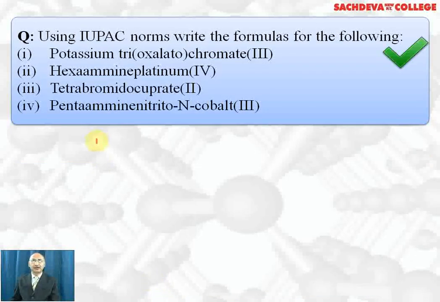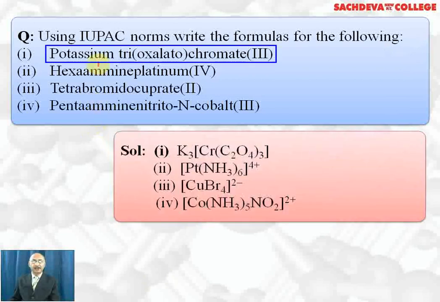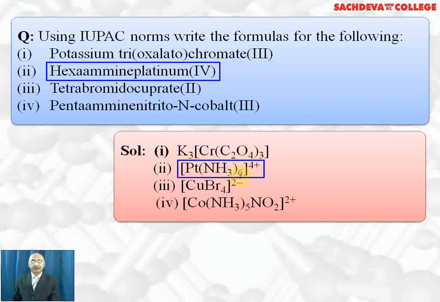Using IUPAC norms, write the formula of the following compounds. First one, potassium trioxalatochromate(III). This is trioxalatochromate(III). 3 means 3 negative charge, which is neutralized by 3 potassium ions. Hexaammineplatinum(IV) chloride: the coordination number is 6, and the oxidation state is +4, so +4 charge will be on the whole complex.